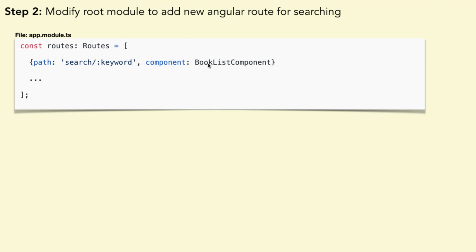The reason why we are mapping it to the book list component is that inside the book list component we already have a logic for displaying a list of books, and we're going to make use of the same logic for searching as well. So instead of writing a new logic, we are going to make use of the same logic which is present in the book list component, and that is why we are mapping it to the book list component.